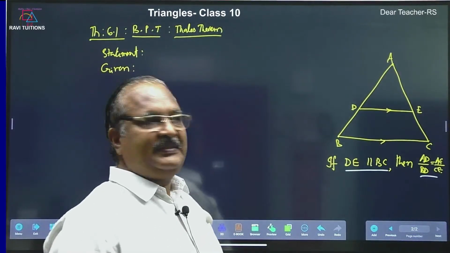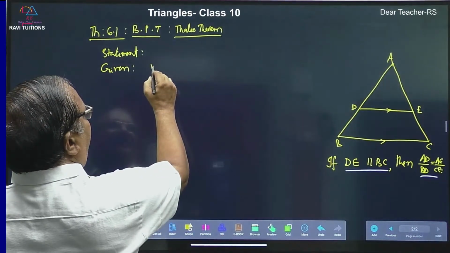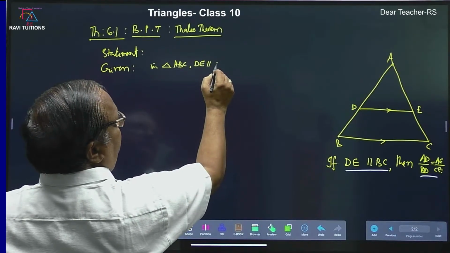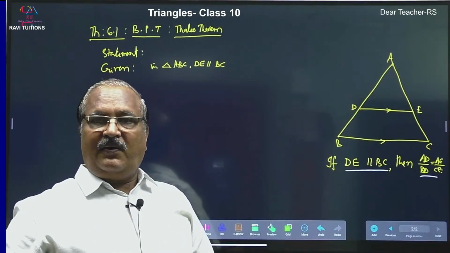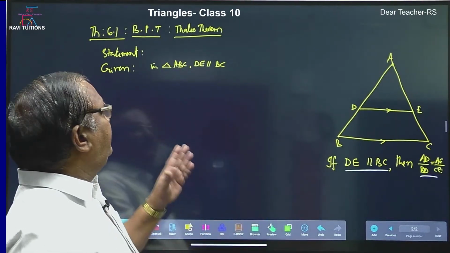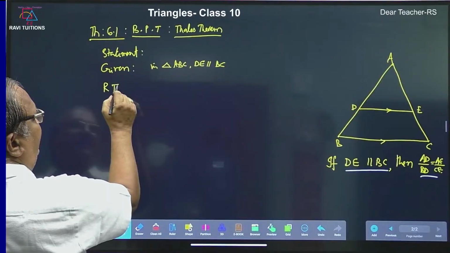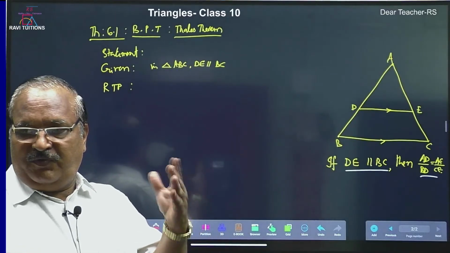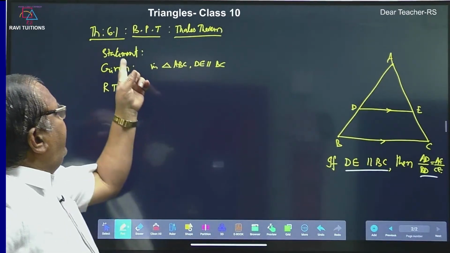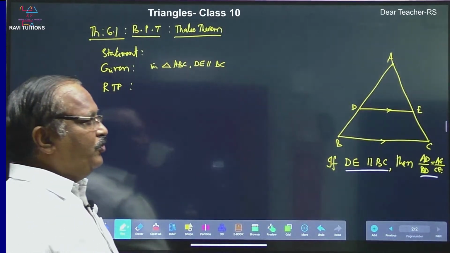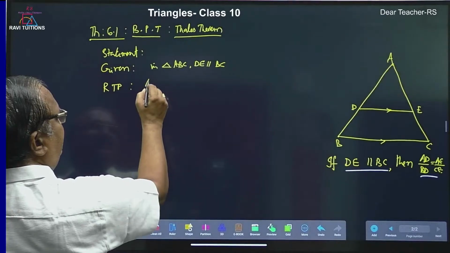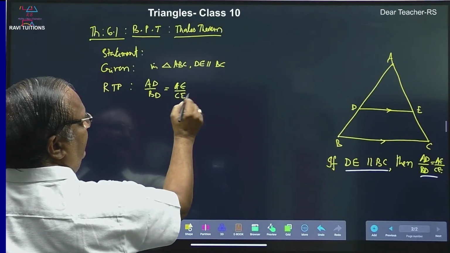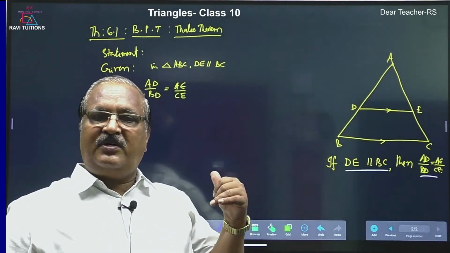Good morning. Okay. So now what is given in triangle ABC? DE is parallel to BC. This is given. That's it. Now after that you have to write RTP, required to prove. These are the steps of theorem. You should follow the steps of theorem. So statement, given, RTP. So what to prove? AD by BD is equal to AE by CE. This is what we have to prove.